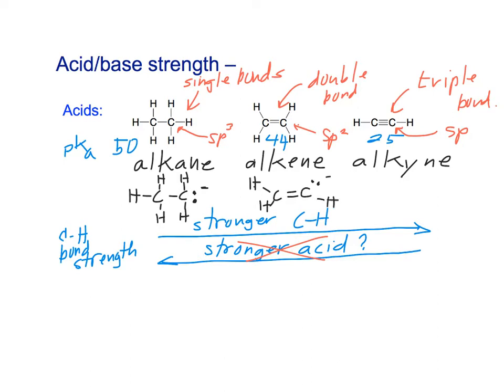Okay, here would be the conjugate base of ethene. And for acetylene, which is also called ethyne, here's the conjugate base. Okay, so these are the conjugate bases. All right, so can we say anything about the stability of those different conjugate bases?